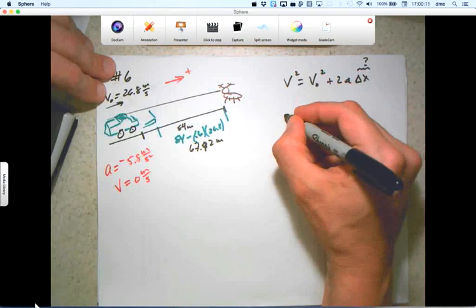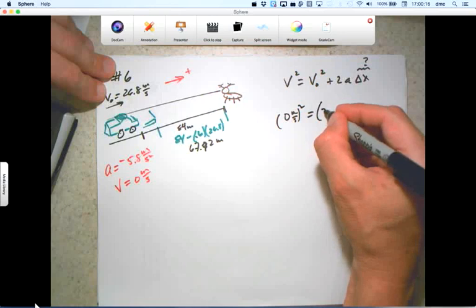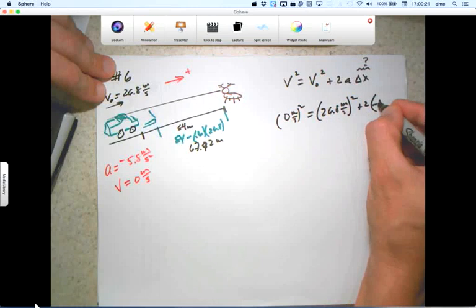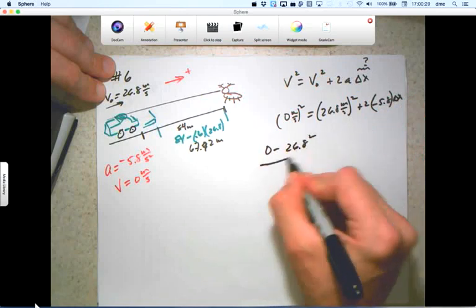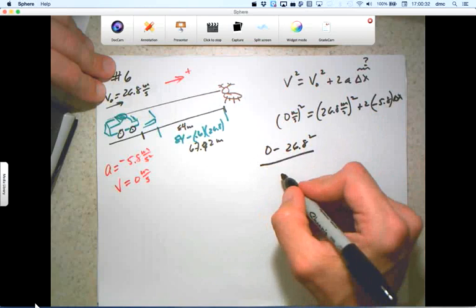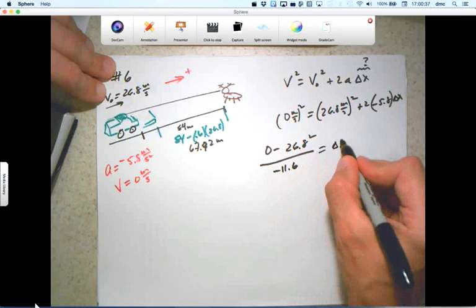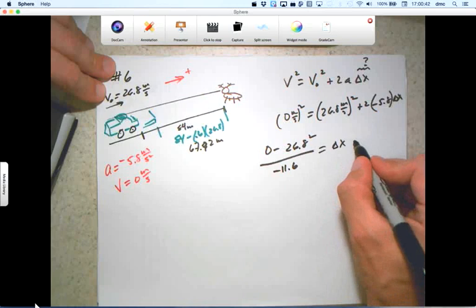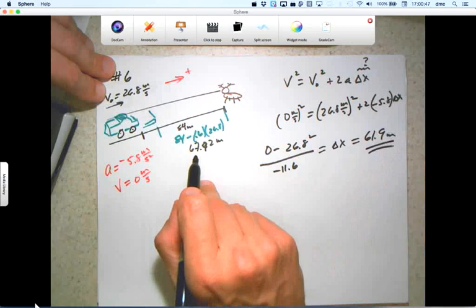So the final velocity will be 0 meters per second. The initial velocity is 26.8 meters per second. And the acceleration is negative 5.8. So basically 0 minus 26.8 squared divided by, let's see, 2 times 5.8 is 11.6, so negative 11.6 is delta x. So we crank that through our calculator, and we get a delta x of 61.9 meters. So it does take less than what we have.